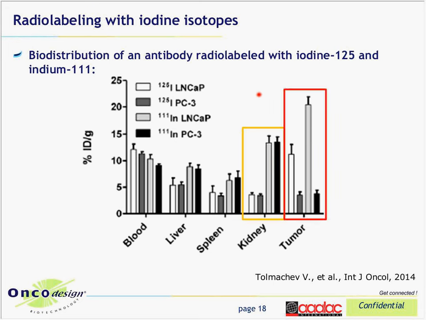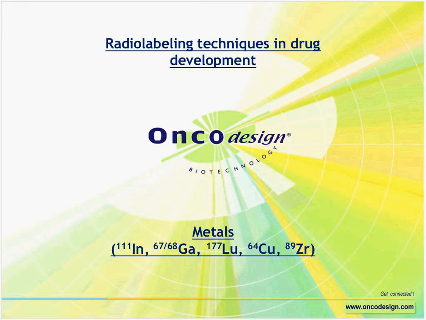Finally, in the LNCaP model, the bar shows the distribution in tumors of the iodine-125 antibody. And the gray rectangle here shows the same model, but with the indium-111 radiolabeled antibody. So, from this source, it shows that the distribution depends on the radiolabel for the same molecule.